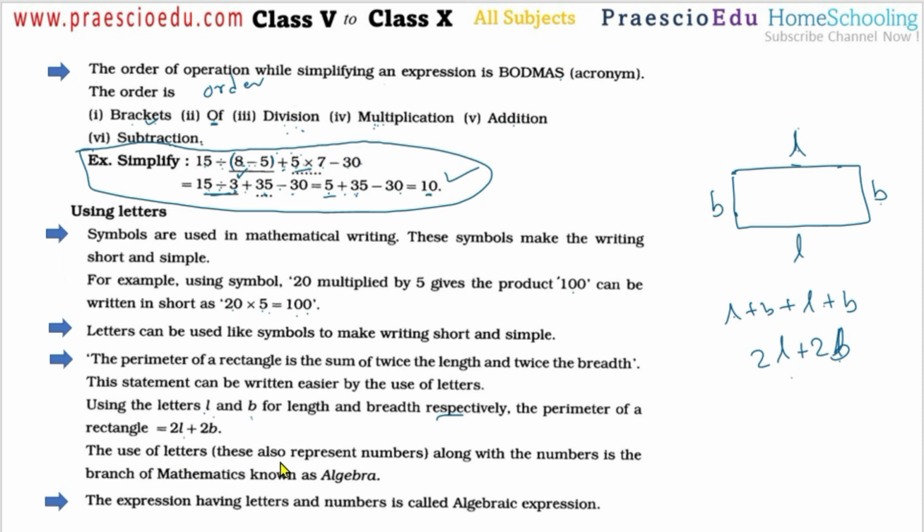The use of letters to represent numbers, along with the numbers, is a branch of mathematics known as algebra. Now you come to know what exactly algebra means. From here you will start step by step, learning all the algebraic expressions and equations. Expressions having letters and numbers are called algebraic expressions.